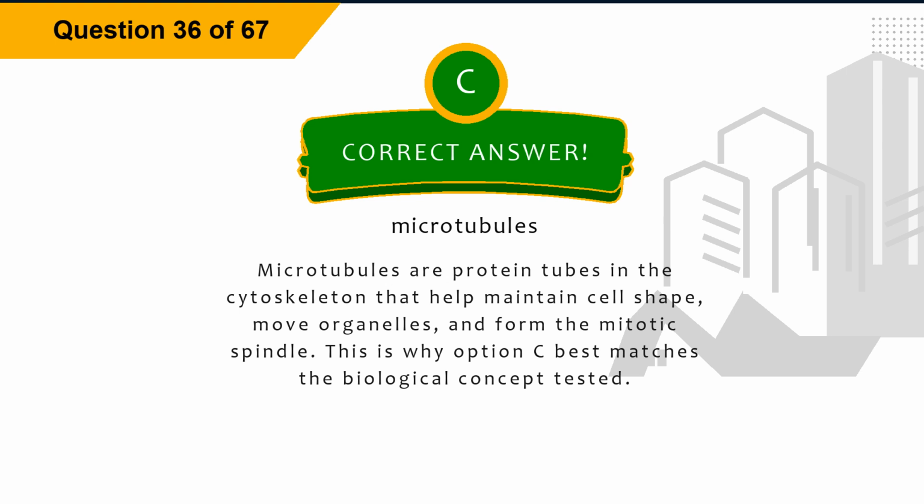Explanation. Microtubules are protein tubes in the cytoskeleton that help maintain cell shape, move organelles, and form the mitotic spindle. This is why option C best matches the biological concept tested.